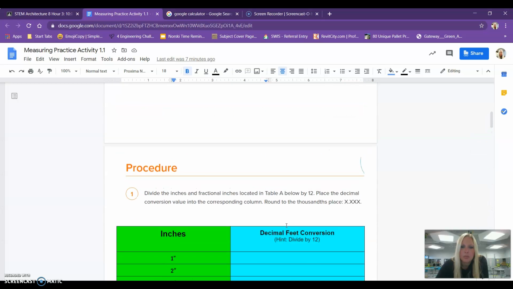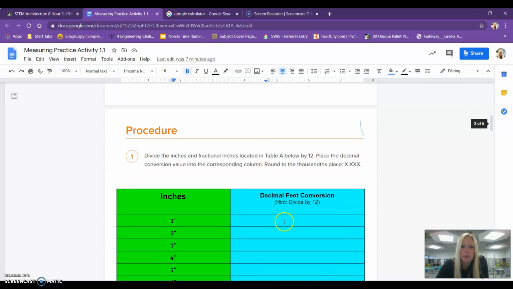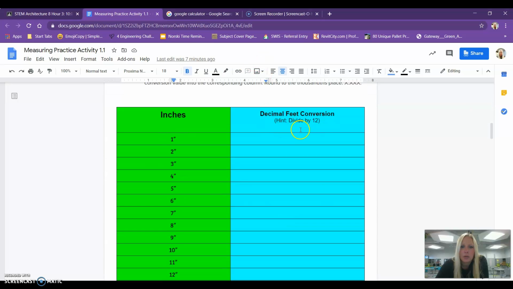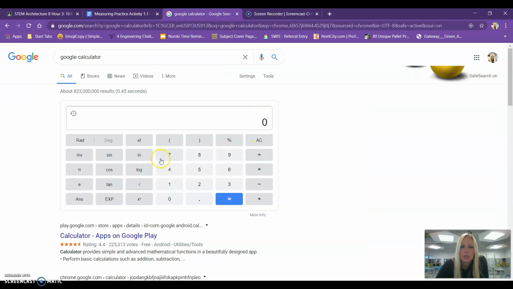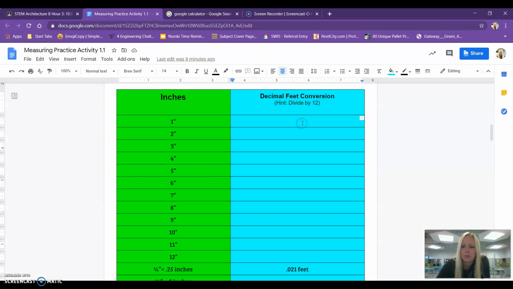Now I'm going to go into a little more detail and give you a couple of examples. So when we convert them, we've got 1 inch here. I'm going to go to my calculator, and I told you up here you divide by 12. To do decimal feet conversion, you divide 1 inch by 12. We divide by 12 because there are 12 inches in a foot. So we get 0.08. We're going to ignore the rest and round to the hundredths place. So my decimal conversion is 0.08.